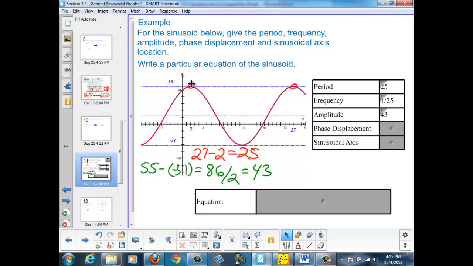Our phase displacement is a product of our choice of sinusoid, because we want to know how far away from the original behavior at the y-axis we see our new behavior. In this case, the information we're given is all about high points and low points, nothing about behavior on the sinusoidal axis itself.